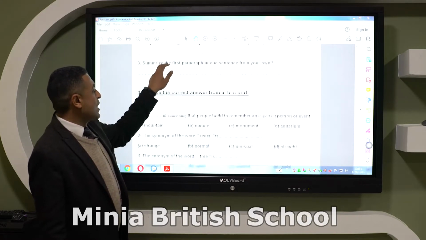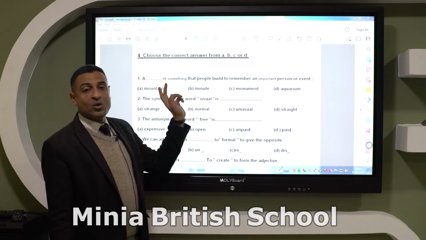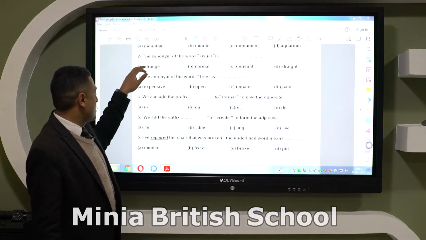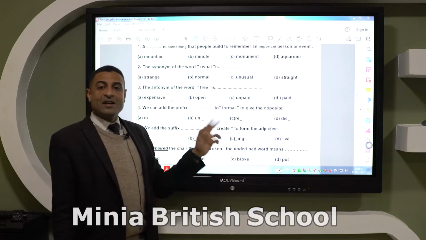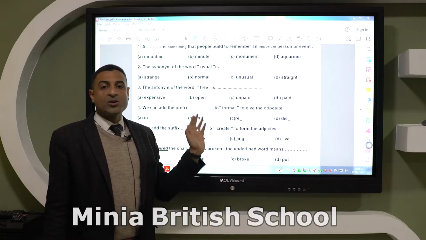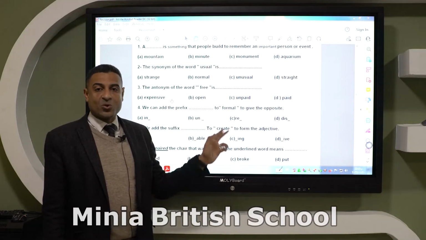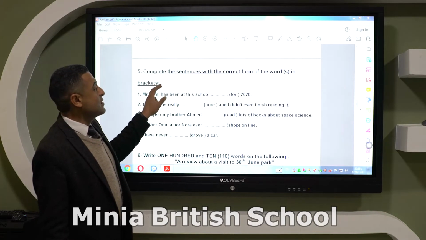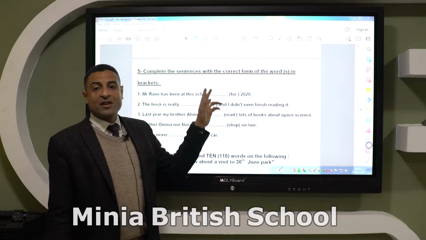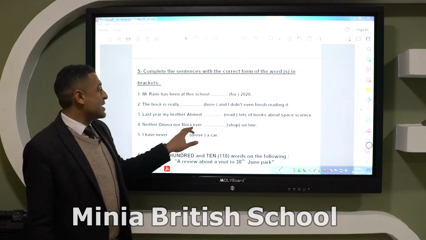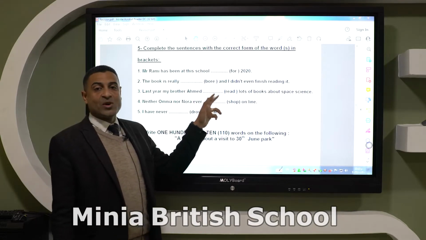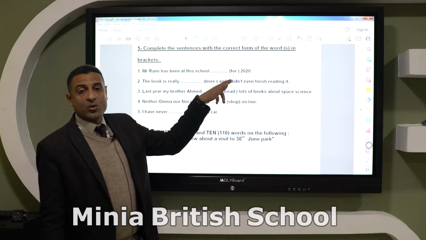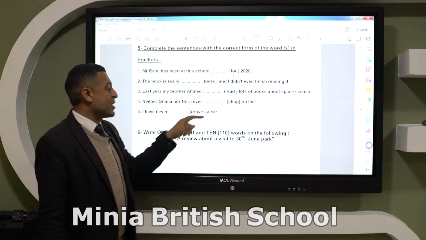And then you have another question, the fourth one, which is choose the correct answer. Here you will have 5 sentences, and each sentence has 4 choices and you have to choose the correct one. Then you have to complete the sentences with the correct form of the given words in brackets. As you can see here, you have 5 sentences as well, each missing 1 word, but you have to use the correct form of the given word in brackets.